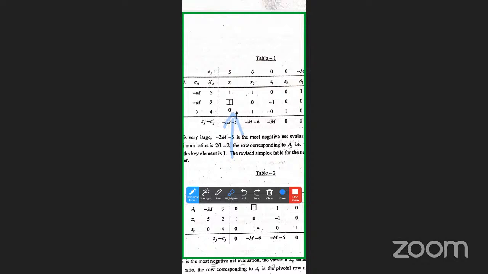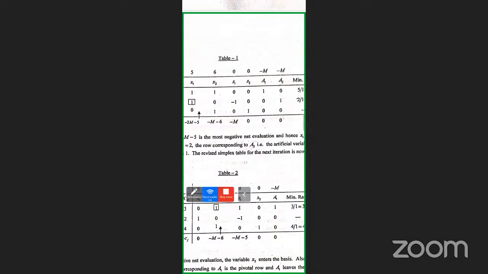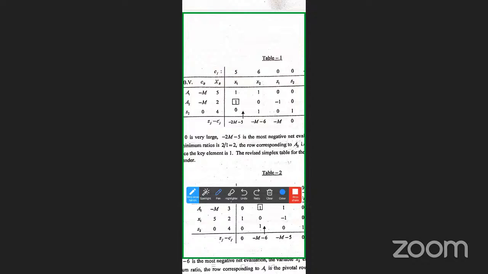We can choose the outgoing vector using the minimum ratio, xp by xj. So that is xp by x1. So 5 by 1 is 5, 2 by 1 is 2, next 4 by 0 is undefined. So the minimum ratio is the second one. So that is A2, eliminating A2, the second artificial variable. So this is the incoming vector, this is the outgoing vector. The intersection of incoming and outgoing vector is the key element.